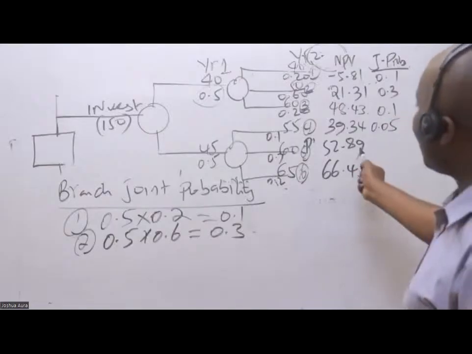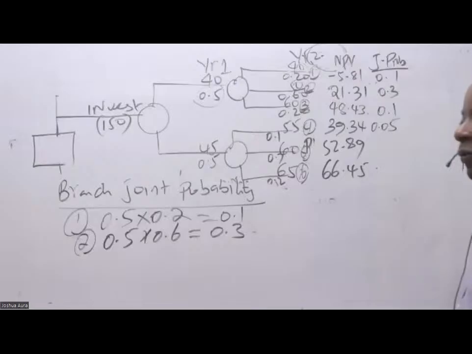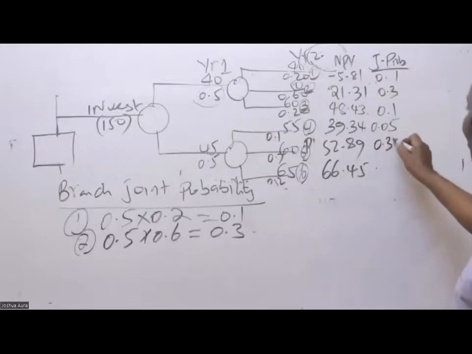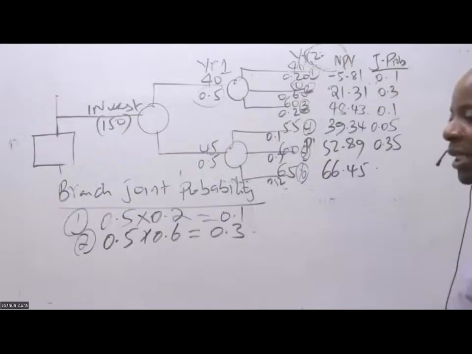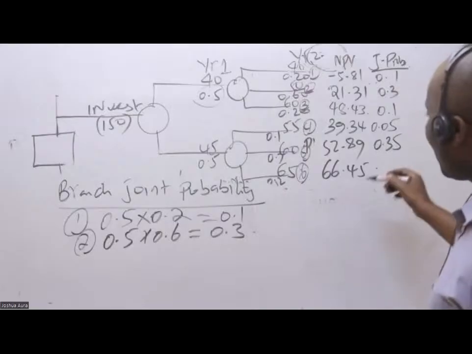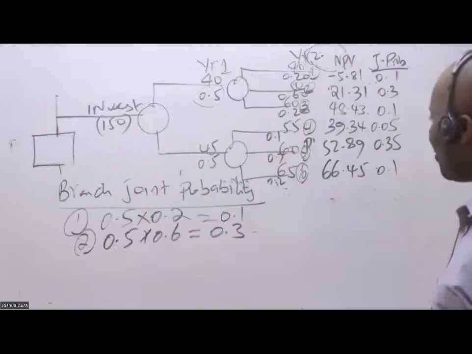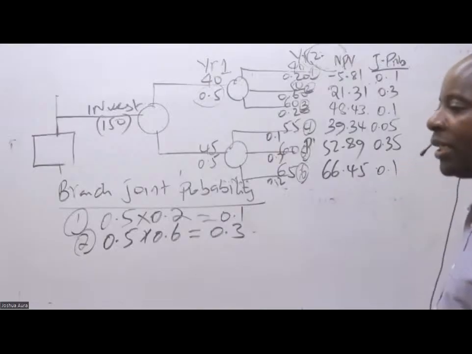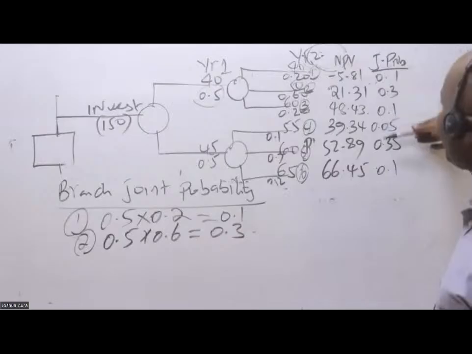How about branch number 5? 0.35. And then we have branch number 6 lastly. What do we have there? 0.1. And then, of course, what were you told in quantitative analysis?